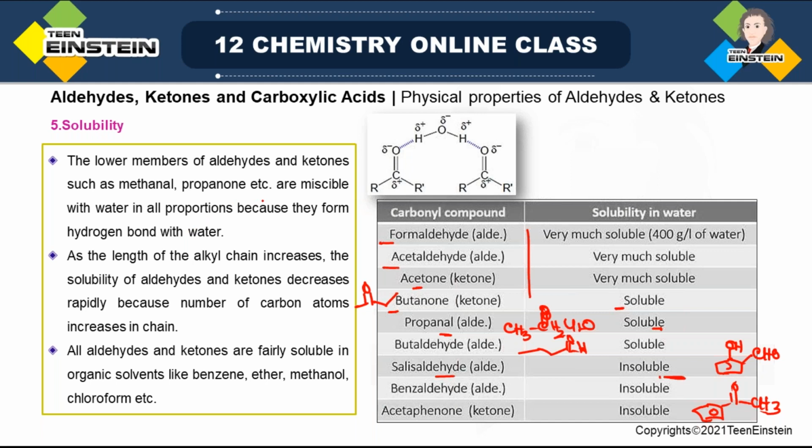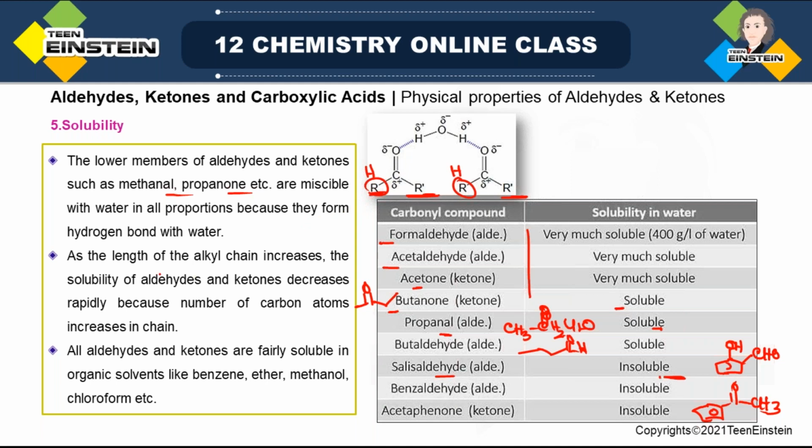The lower members of aldehydes and ketones such as methanal, propanone, etc., are miscible with water in all proportions because they can form hydrogen bond with water. So see, hydrogen bond formation with water. Here in the two molecules you are seeing R and R prime on both sides of the C double bond O, but either of these groups you can consider as hydrogen, and in that case it will be an aldehyde.